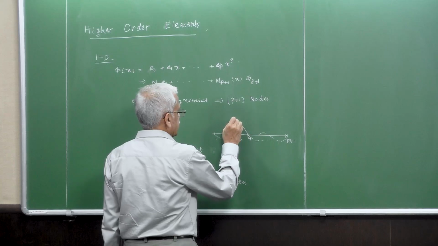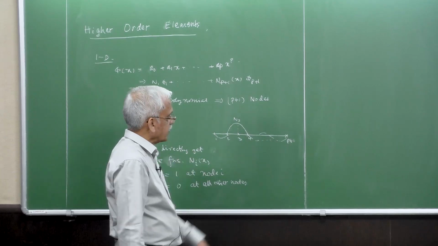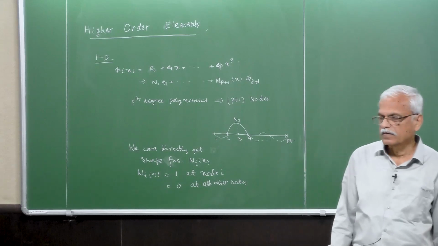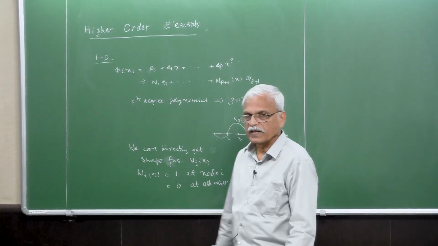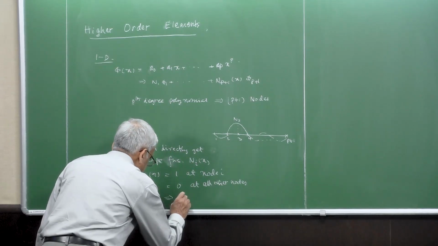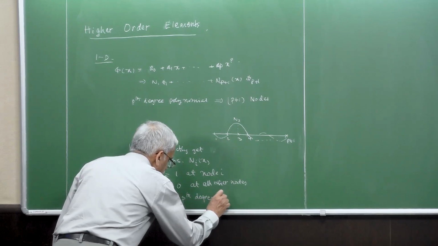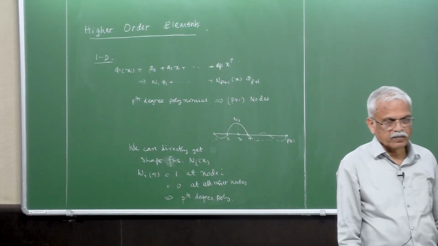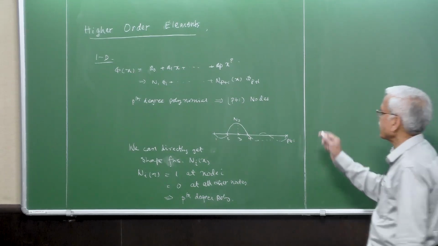So for N3, N3 has a value of 1 at node 3 and 0 at all other p plus 1 nodes. So obviously if you want to generate a polynomial function which satisfies this property, it will be a pth degree polynomial obviously. And because of these special properties, these properties are quite similar to the Lagrangian polynomial.